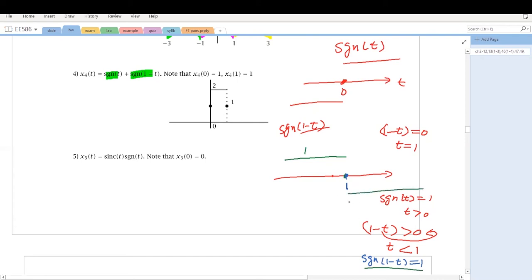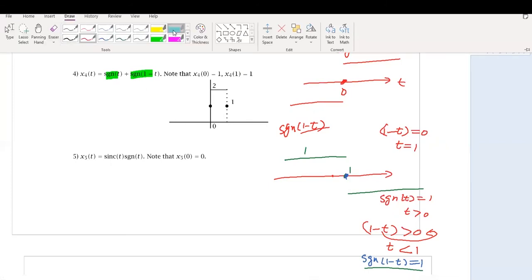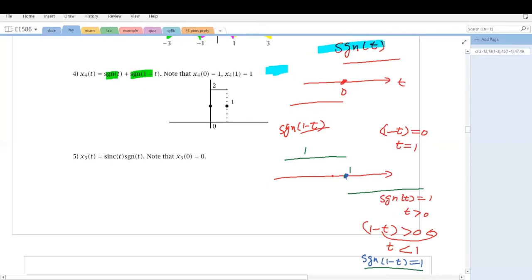And then here, this is 1 here. Okay, so that's this function. And then you sum them up. This is 0, and this is 1 here. And here, when we sum this waveform and this waveform up, remember, this is 1, this is 0, this is minus 1, this is 1, and this is 1, this is a minus 1.